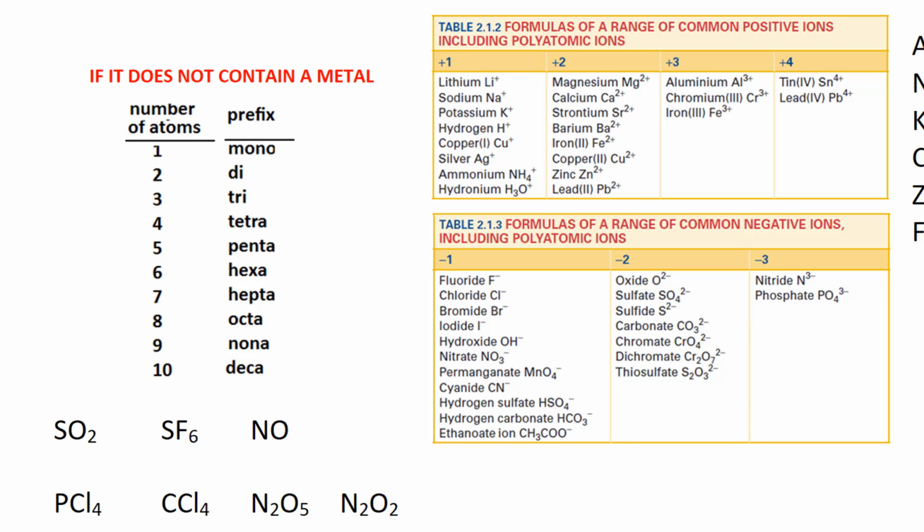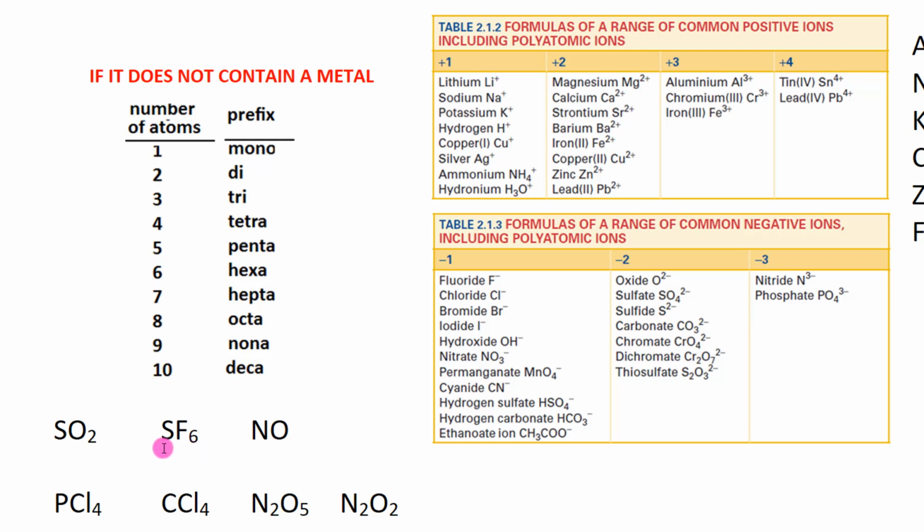Let's look at the first compound that we have. This compound contains sulfur and oxygen. Sulfur's name will not change, and because the element is first and there is only one of them, we do not need to use the prefix mono. We simply call this sulfur, and because there are two oxygens, we use the prefix di, sulfur dioxide.